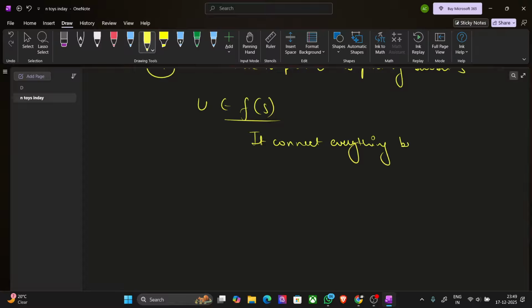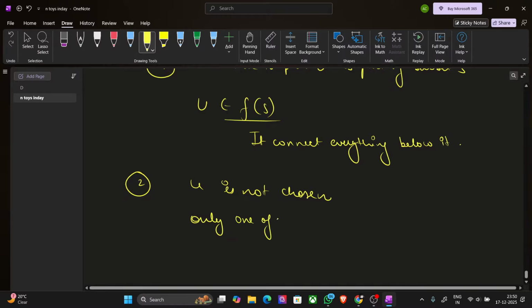My second state is that when U is not chosen, only one of U's children has an active node. I can conclude this. Only one child has an active node.